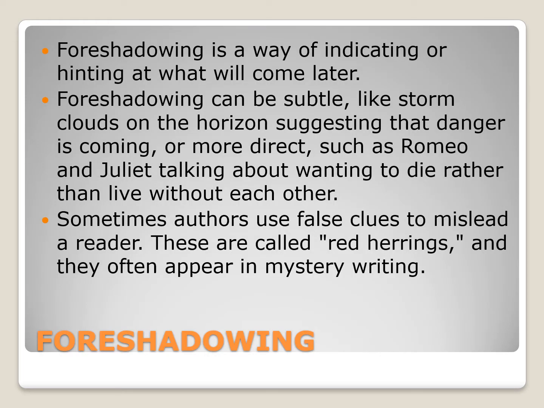Foreshadowing. Foreshadowing is a way of indicating or hinting at what will come later. Foreshadowing can be subtle, like storm clouds on the horizon, suggesting that danger is coming, or more direct, such as Romeo and Juliet talking about wanting to die rather than live without each other. Sometimes authors use false clues to mislead the reader. These are called red herrings, and they often appear in mystery writing.